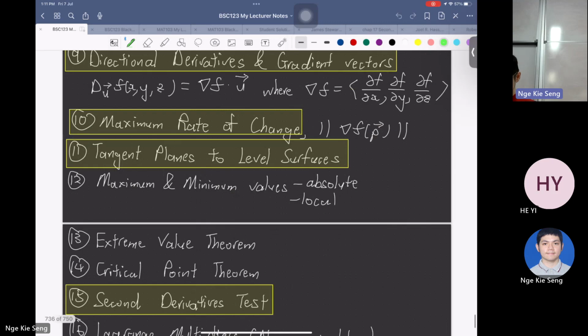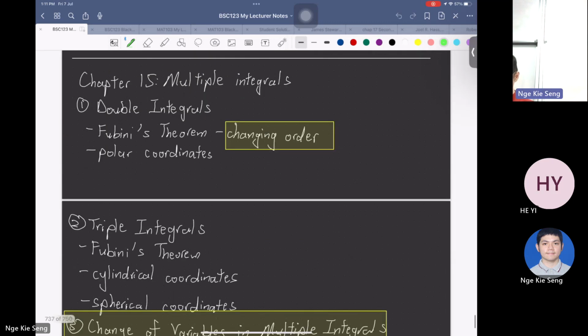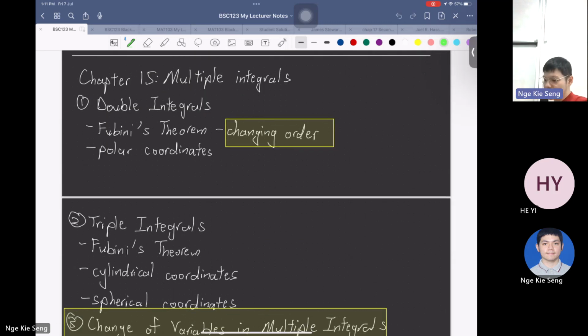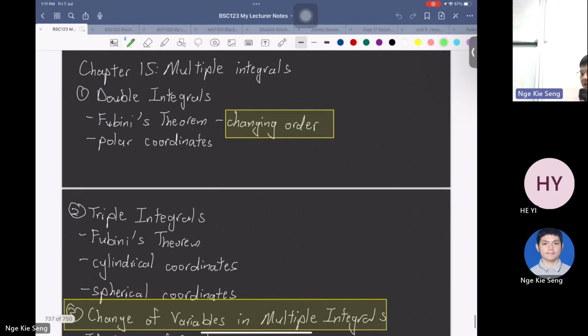Next, multiple integral. Multiple integral is kind of short because they are repeating concepts. We're doing double integral, doing triple integral. Both of them will have Fubini's theorem. Fubini's theorem tells you that you can change the order of integration. But if you integrate over different general regions, then you need to draw the diagram out and figure out what domain you need to integrate over.